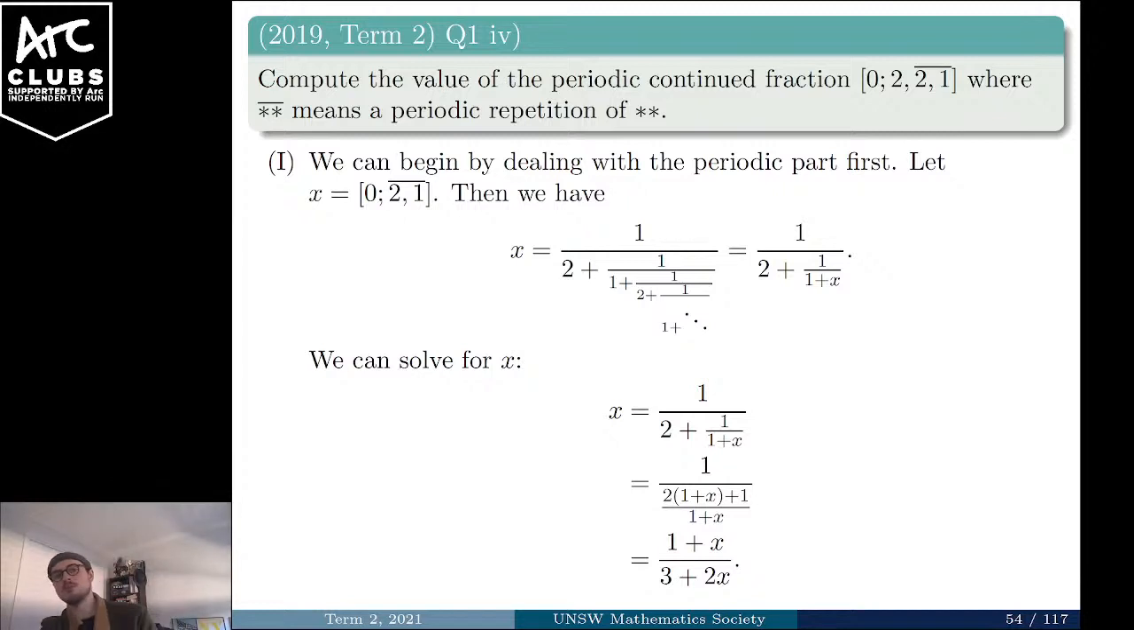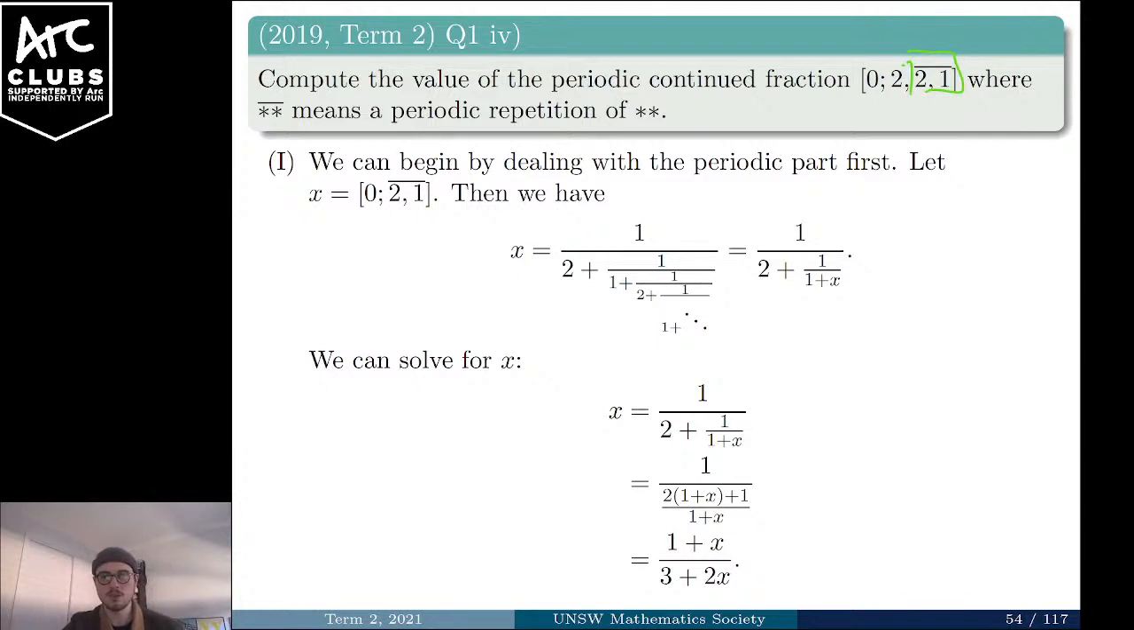Let's go back the other way. Let's start with a continued fraction, and let's come back to where we started. So we've got 0, semicolon, 2, and then 2 and 1 are repeating here. So we can begin. Like the tip gave us before, let's start with this part, because this is going to be the trickiest part, and then let's handle the other parts as they come.